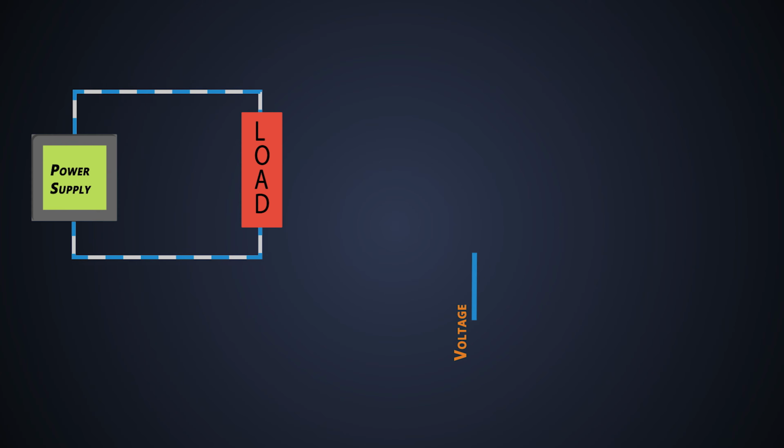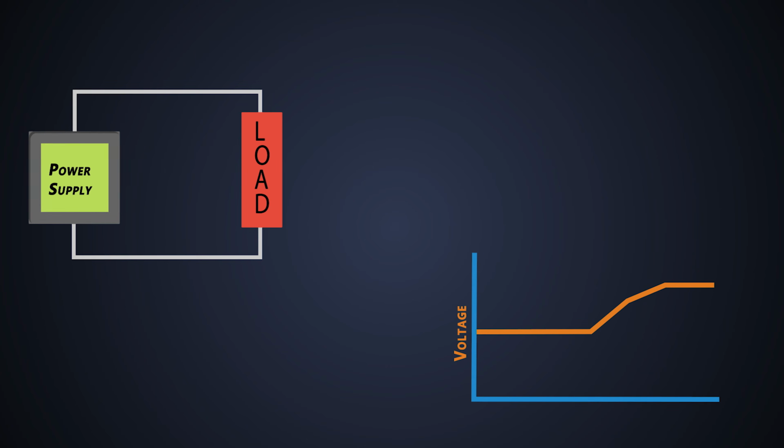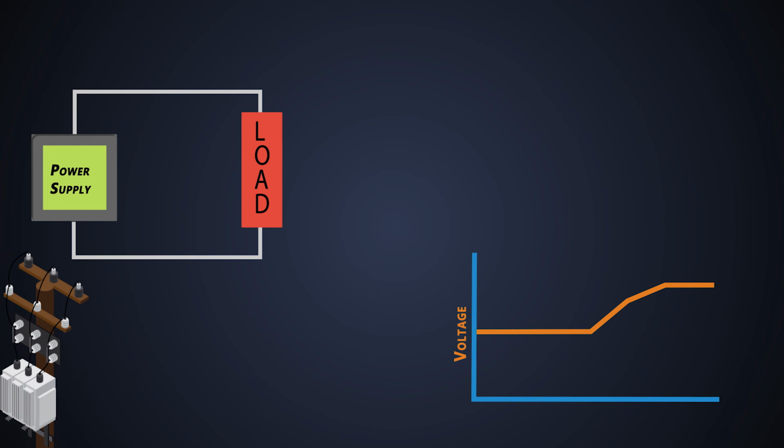Overvoltage protection shuts down the power supply or clamps the output voltage when the voltage rises above the maximum permissible voltage value. An overvoltage condition might occur in the power supply due to a fault inside the power supply or from external causes such as a surge in power supply lines.